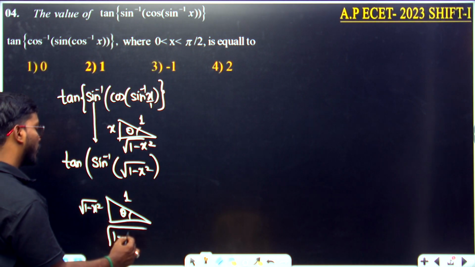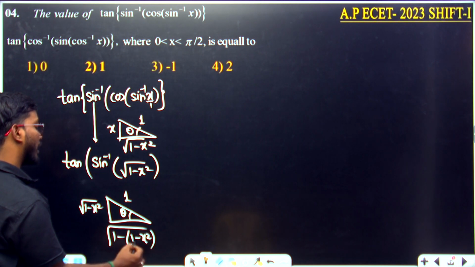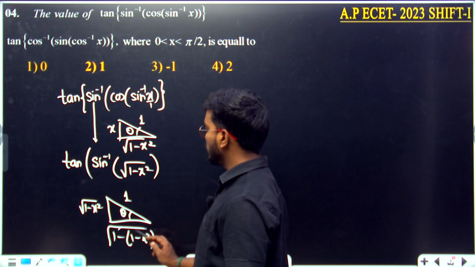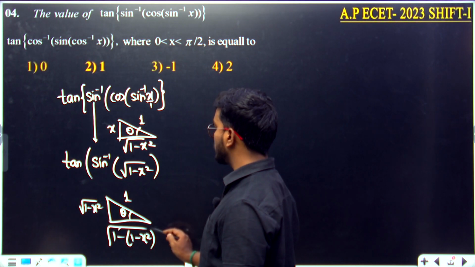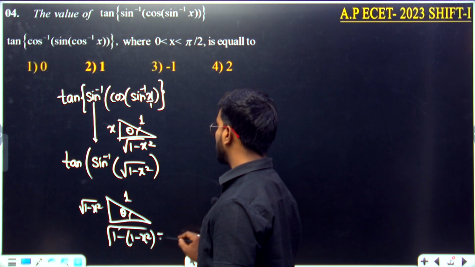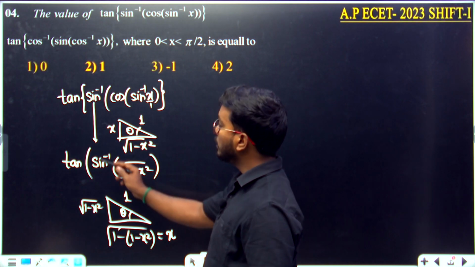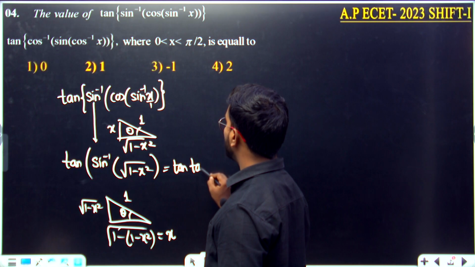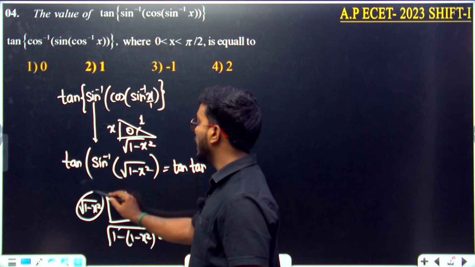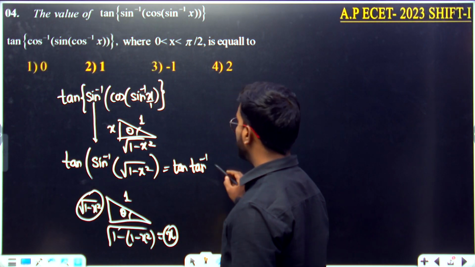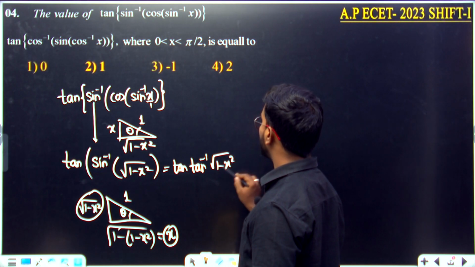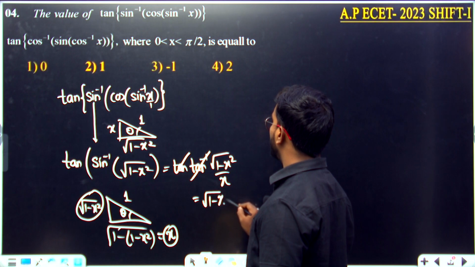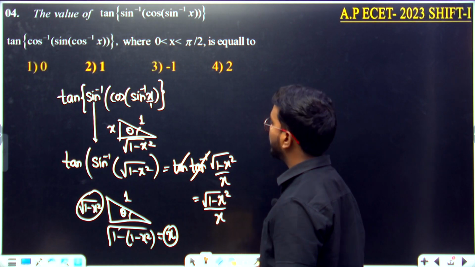That is going to become 1 minus x square. 1 minus x square is going to become 1 minus 1 minus x square; the 1 gets cancelled, minus into minus plus, root of x square. Root of x square is x. So this is x. We require tan inverse, which can be written as tan inverse of opposite by adjacent, that is root of 1 minus x square divided by x. Both get cancelled. The value now is root of 1 minus x square divided by x.